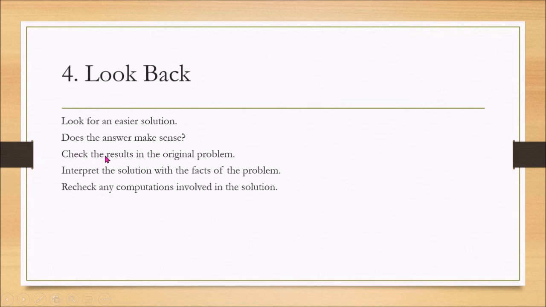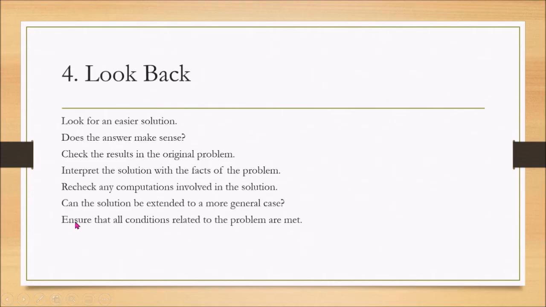Then after you check, you have to recheck the computations that involve the solution. Later on, we're going to have an example of how to strategize this problem solving. Also, see if the solution can be extended to a more general case. If there is a general case, ensure that all of these conditions are related. If the problem's conditions are met, then determine whether there is another method of finding the solution.